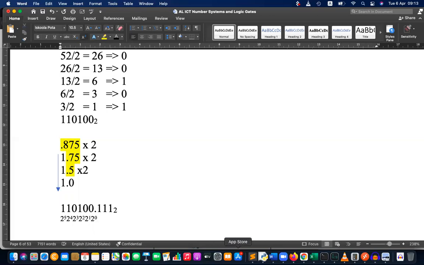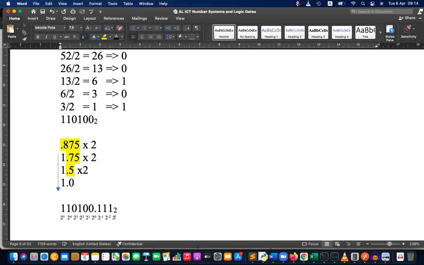See, these are the integer positional values. Then the decimal positional values are similar to this. So you have to further reduce, meaning you put 2 to the power minus 1, then minus 2.